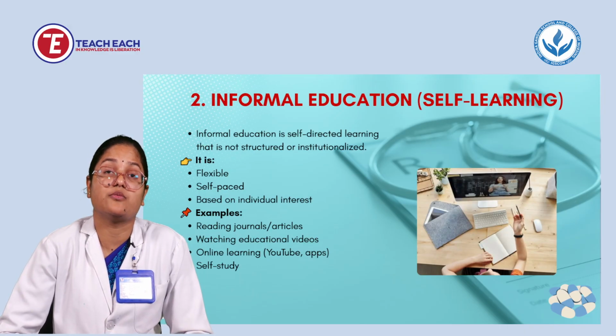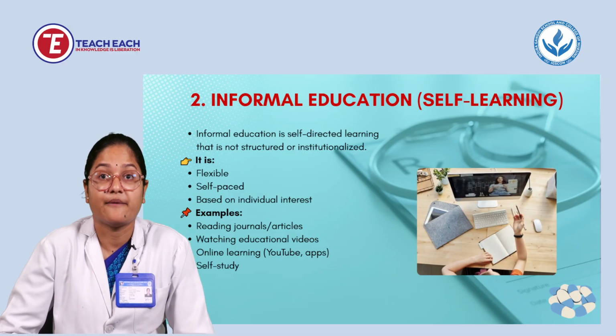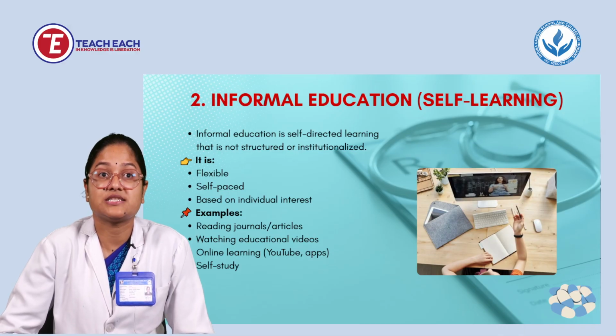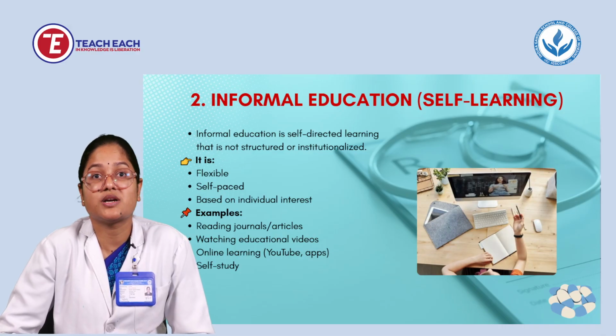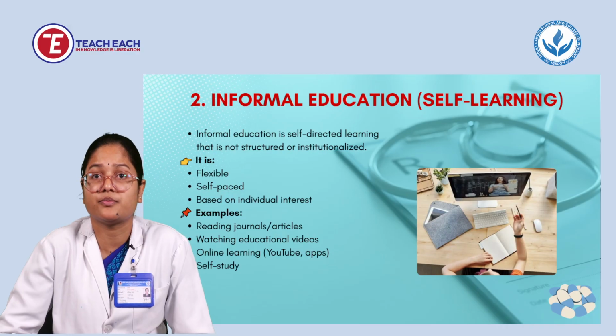Next is informal education, which is like self-learning. Informal education is self-directed learning that is not structured or institutionalized. Means there won't be any specific curriculum or any classroom. It is flexible, self-paced, based on individual interest. For example, if I'm interested in pediatric nursing, I won't go for psychiatric nursing. After completing my B.Sc nursing, if I have an interest in pediatric nursing or child health nursing, I'll focus on that and choose my specialty on that basis. If I want to join anywhere, I'll ask for the pediatric wards. If I want to go for the academic side, I'll ask for the pediatric departments.